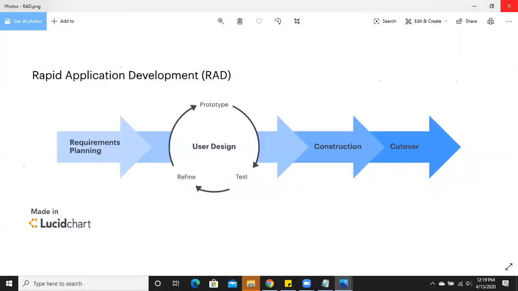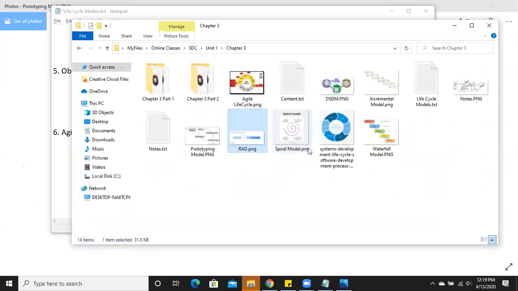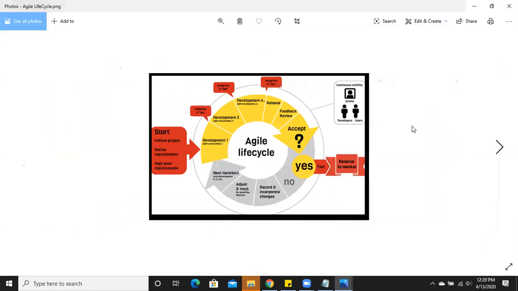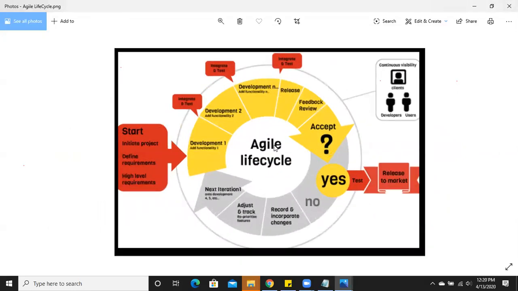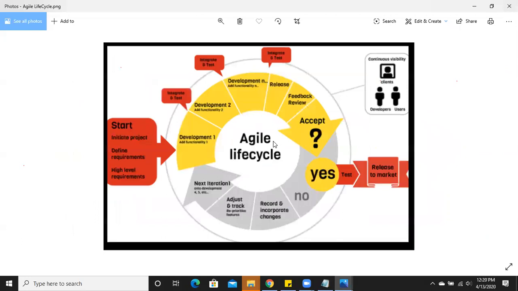So if I show you the diagram, and let's wind up the session now. The diagram for agile development. There you go. So agile development basically involves, as I've said, the combination of rapid application development model and the incremental model, right? So these are the development phases.